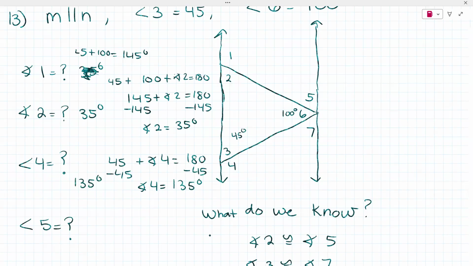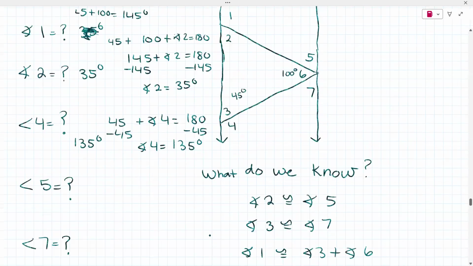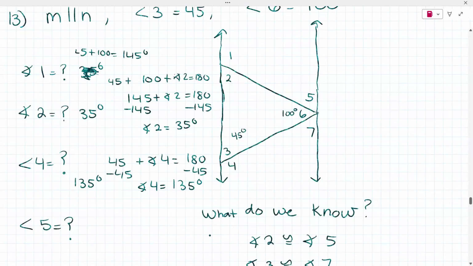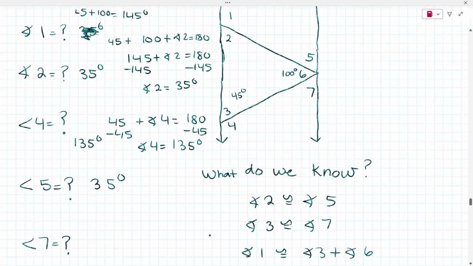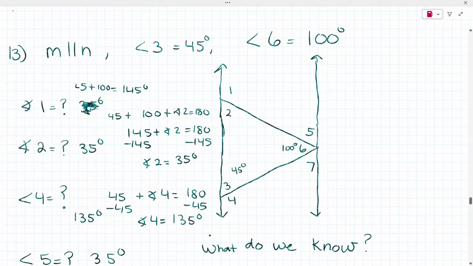And then what do we know about angle 5? We said that angle 5 is congruent to angle 2. So angle 5 is now going to be 35 degrees. What about angle 7? Well, we said that angle 7 is congruent to angle 3. Do we know what angle 3 is? Yes, it is 45.